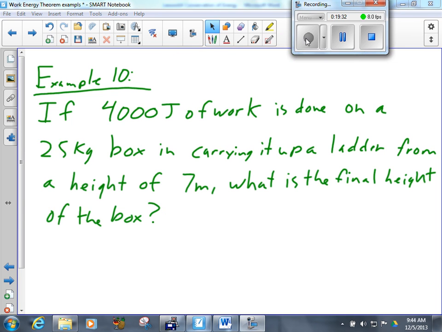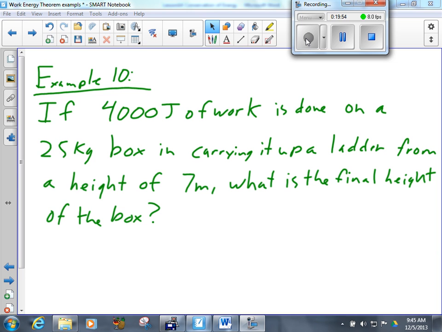All right, so in this example, you're on a ladder, and I think from the numbers I chose, it's going to be a very long ladder. 4,000 joules of work is done on a 25-kilogram box carrying it up a ladder from 7 meters. So we started on the ladder 7 meters above the ground. We are looking for the final height of the box here.